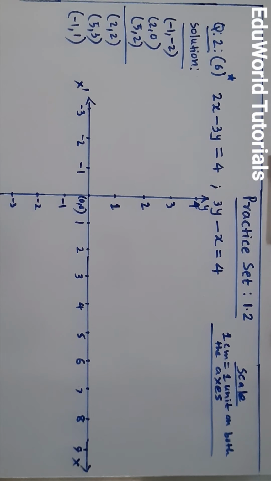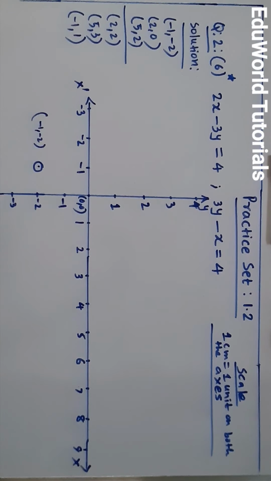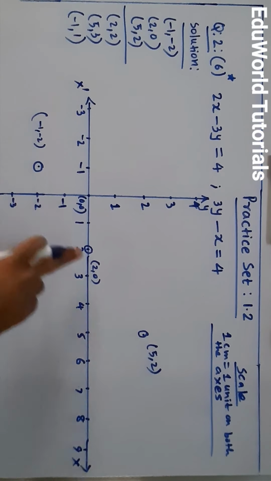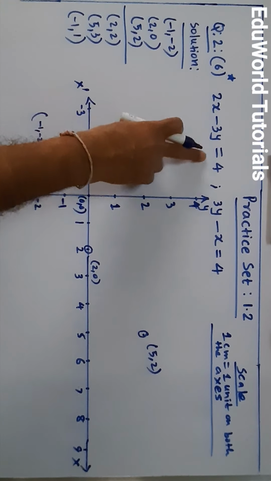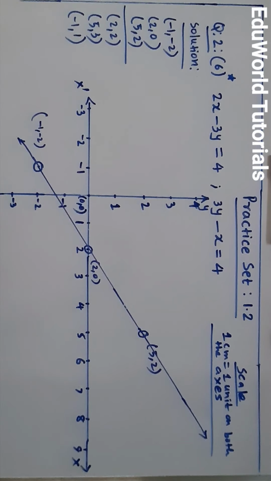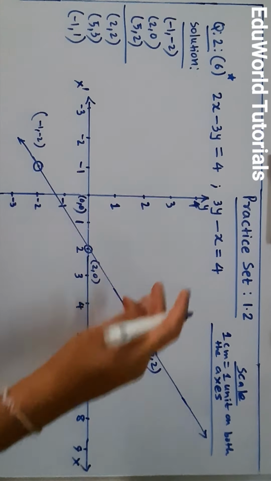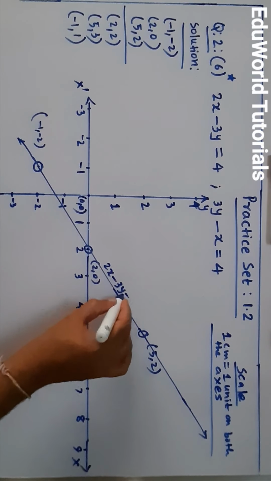Now we will plot the points. For the first equation 2x minus 3y equal to 4, these are the 3 points. So we will plot them: -1, -2, 2, 0, 5, 2. These are collinear points, and they will be lying on a line, and that line will be the graph of the first equation 2x minus 3y equal to 4. I will draw that graph. So this is the graph of the equation 2x minus 3y equal to 4. I will write the equation on the line.